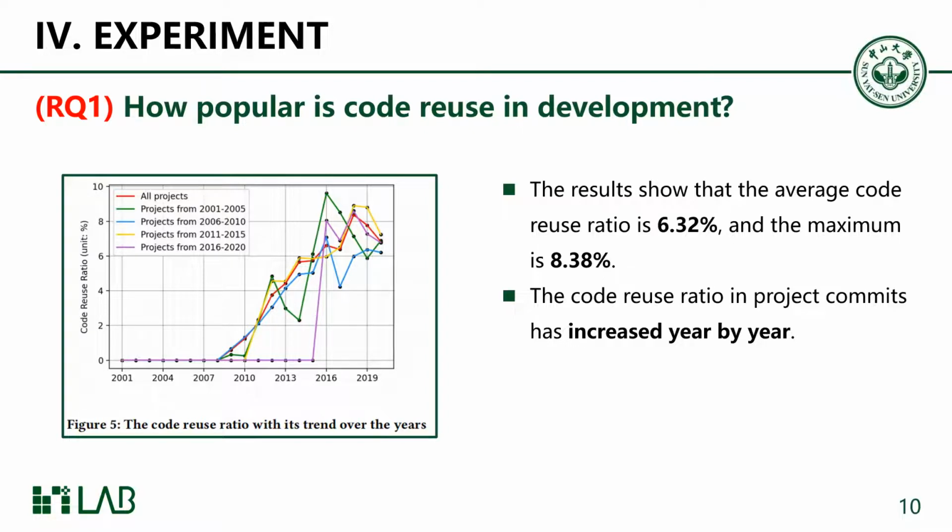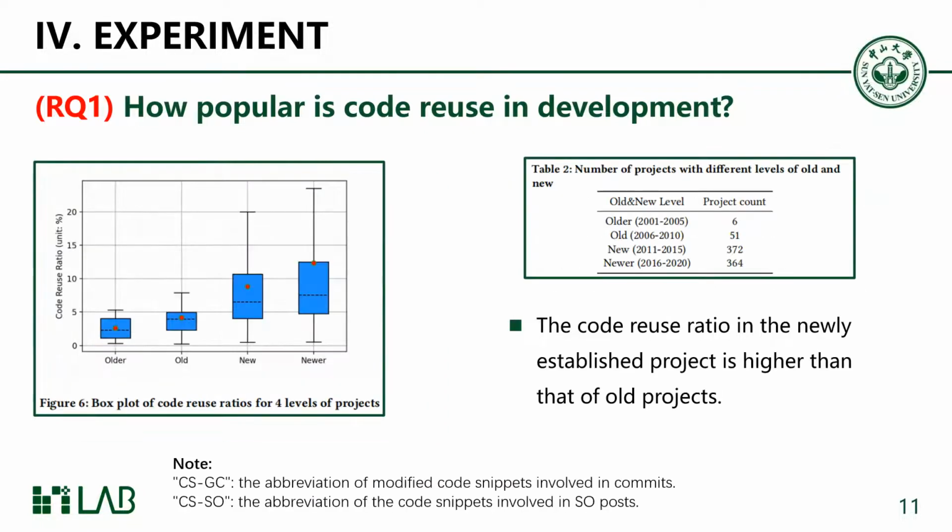We get the following findings. The result shows that the code reuse ratio in project commits has increased year by year. And furthermore, we investigate whether newly established projects are more inclined to reuse the knowledge on Stack Overflow. Specifically, we divide the year of establishment of the project into 4 levels as shown in Table 2. As we can see from Figure 6, the code reuse ratio in the newly established projects is higher than that of all projects.